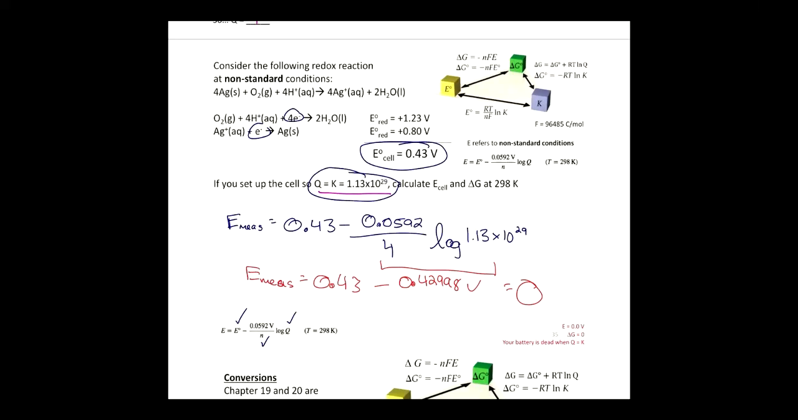Just like when we were doing delta G back in chapter 19, we saw that when we were at equilibrium already, delta G was equal to 0. The reverse and the forward direction of the reaction were both spontaneous. Both of them are happening. So the forward direction isn't spontaneous by itself. So delta G is equal to 0 when we're at equilibrium.